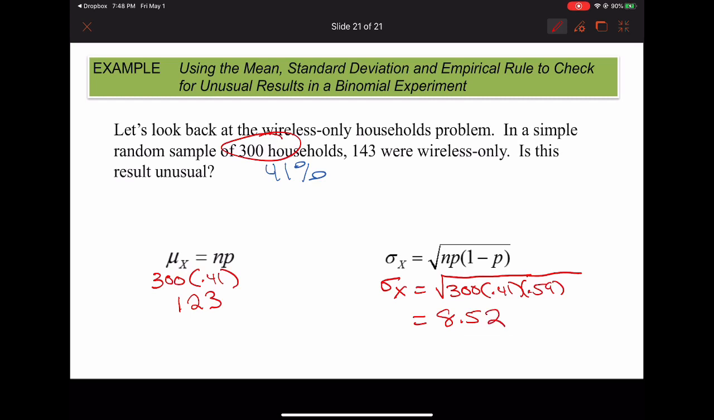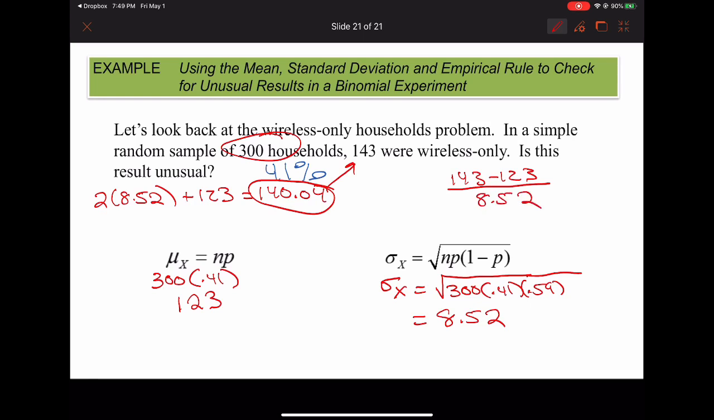Let's talk about those three methods. I could do 2 times 8.52 plus 123, that would be 140.04. This number is smaller than that one, therefore that one is outside the 2 standard deviations. Let's look at the z-score. So do 143 minus 123 divided by 8.52.